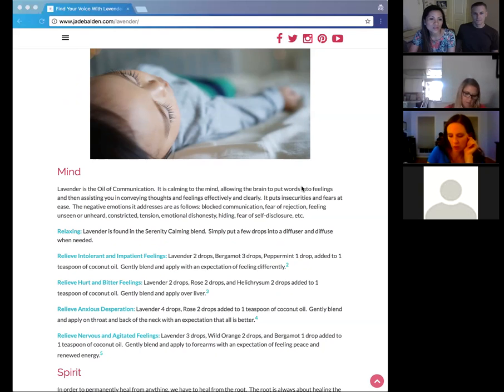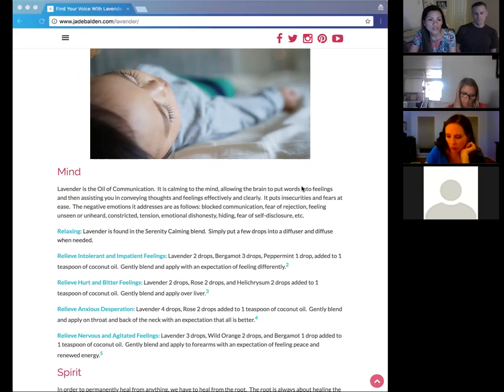Okay. So it addresses these following emotions: negative emotions, blocked communication, fear of rejection, feeling unseen or unheard, feeling constricted, tension, emotional dishonesty, hiding, and fear of self-disclosure. So if we have any of those, it's going to help us overcome it.